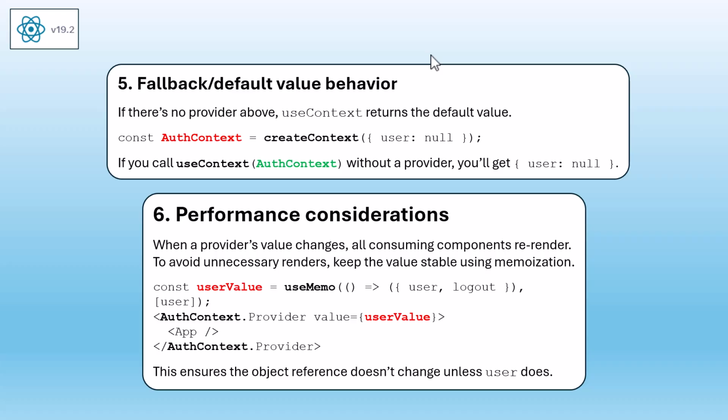6. Performance considerations. Using context comes with some subtle performance implications. When the context value changes, any component that uses the hook for that context will re-render. This means if you pass objects or functions as the context value, even if the underlying meaningful data hasn't changed, but the object or function reference changed, React will consider it a new value and trigger re-rendering. To avoid unnecessary updates, you should ensure the value passed into the provider is stable, for example by reusing the same object reference if possible or using memoization techniques.